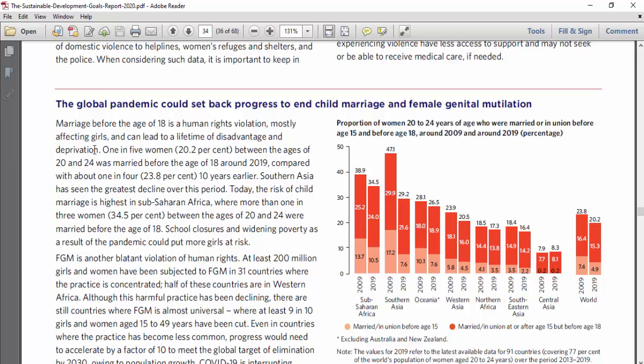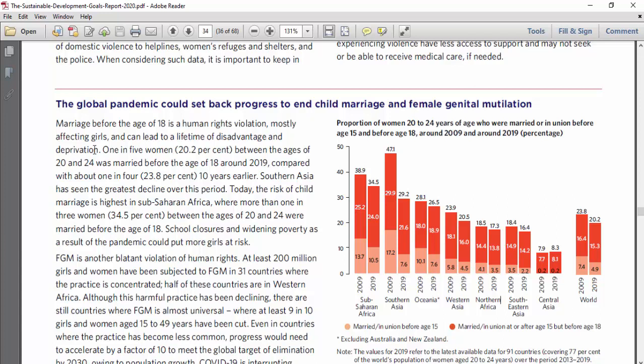Okay, so let's continue. One in five women between the ages of 20 and 24 was married before the age of 18 around 2019, compared with about one in four 10 years earlier. Southern Asia has seen the greatest decline over this period. Today, the risk of child marriage is highest in sub-Saharan Africa. Remember in the previous SDG, anyway, I think I've forgotten. It's quality education. Yeah, I think that's what we're looking at. It looked like sub-Saharan Africa was topping the area, the continent that has serious issues. Again, we are seeing it coming up again.